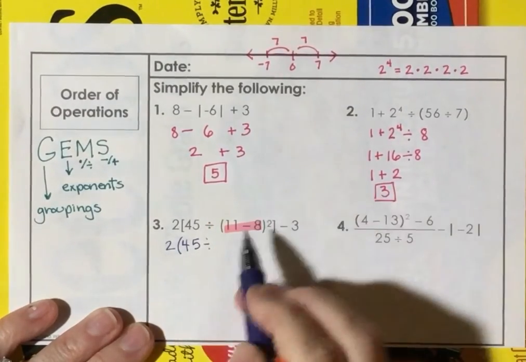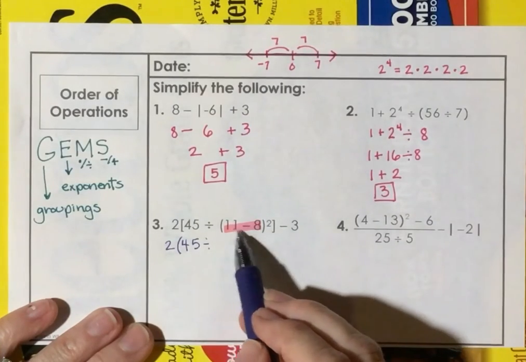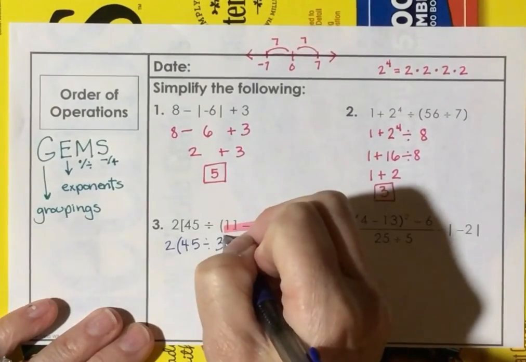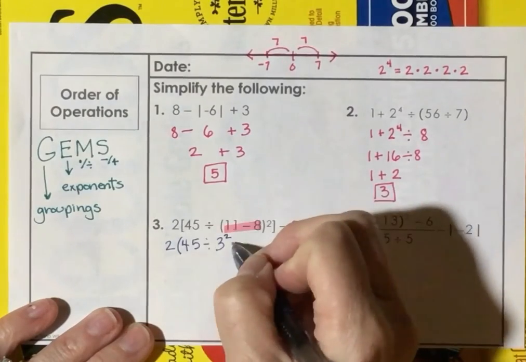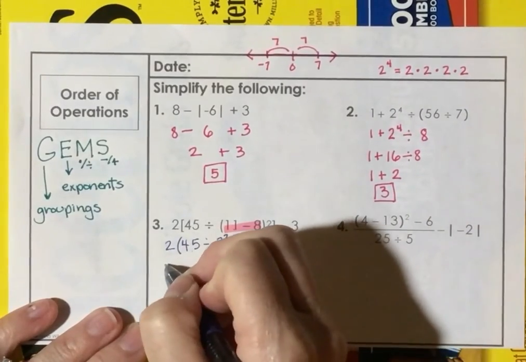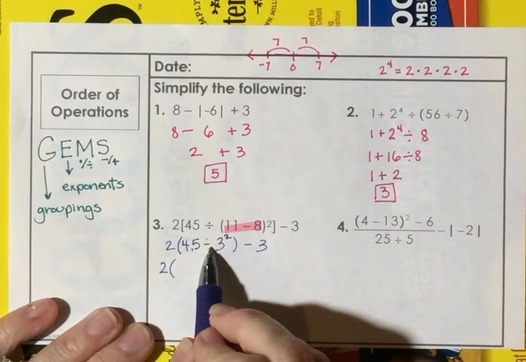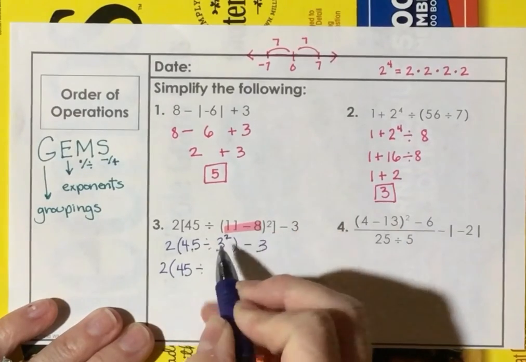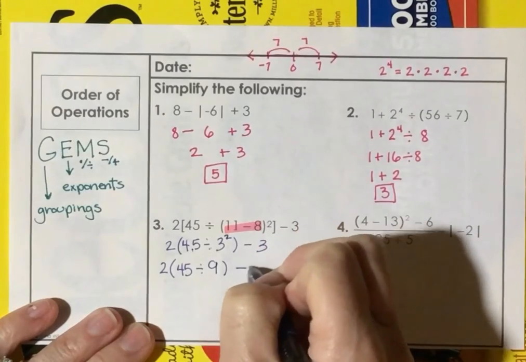45 divided by, and 11 minus 8 is 3, and that's to the power of 2. And then I'll go ahead and bring this bracket down. I'm just going to bring it down as a parenthesis, minus 3. All right, so inside the parentheses, the power is going to come before the division. So I'll just write down the 45 divided by 3 to the 2nd power is 3 times 3. So that's 9 minus 3.